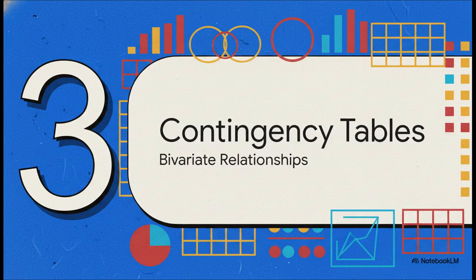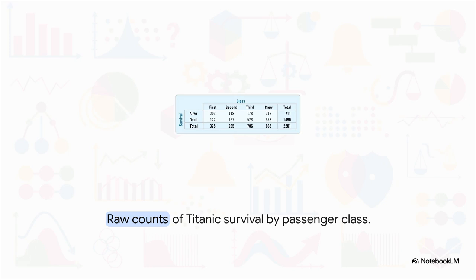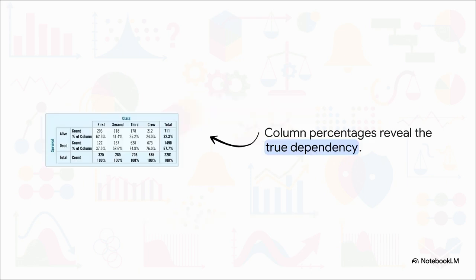Section 3. Interpreting contingency tables. Let's pivot slightly from single quantitative variables to analyzing the relationship between two qualitative categorical variables. Take a look at these raw counts of survival on the Titanic broken down by passenger class. Now, while raw numbers give us the total frequencies, for instance, we can see 203 first-class passengers survived and 122 died, they don't immediately reveal the true dependency between those variables, simply because the total number of passengers in each class varies so wildly. To actually uncover the relationship, we must calculate the conditional distributions across the columns.